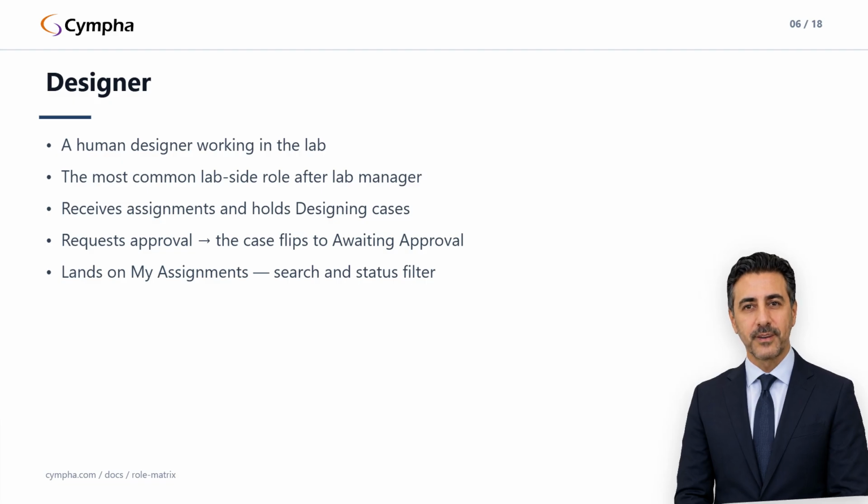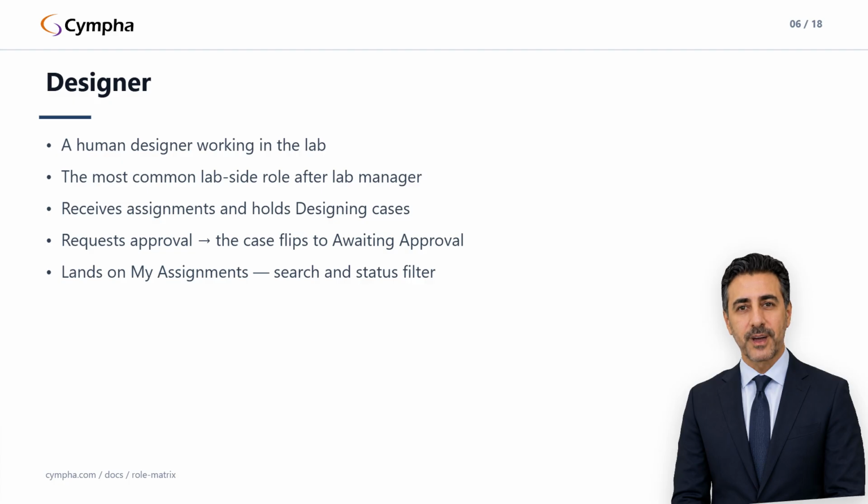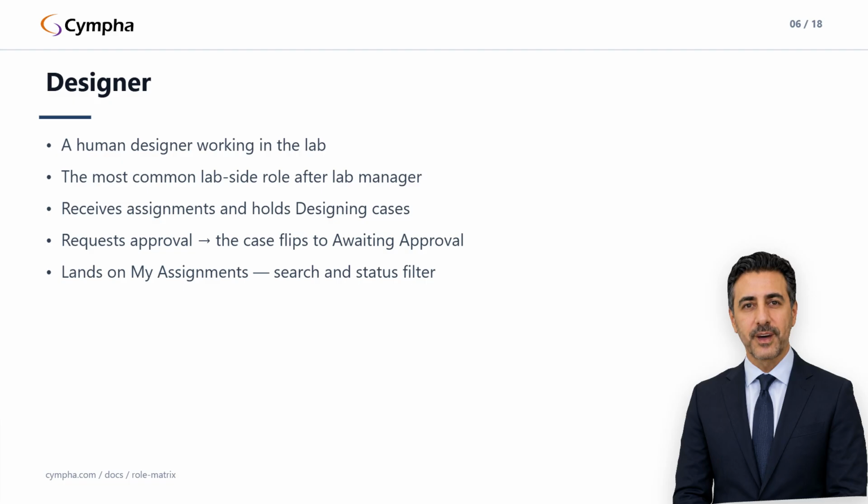AlignerBot is the designer's automated twin. Mechanically, it is a designer class role. It receives aligner case assignments, holds cases at designing, and lands in the same designer shell as a human designer. The difference is how the work gets done, through the paired desktop agent rather than by hand. That's why an AlignerBot seat belongs to a person on your team even though the designing is automated. Somebody's account owns the workstation.